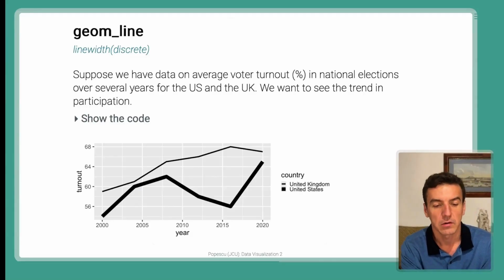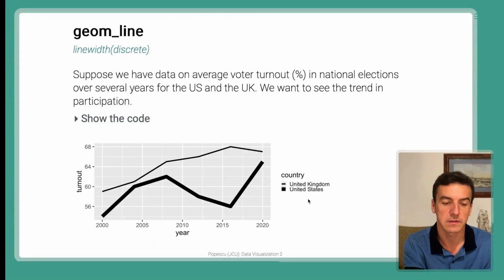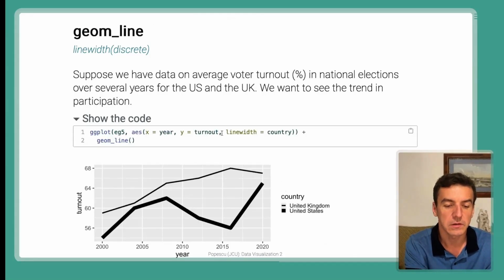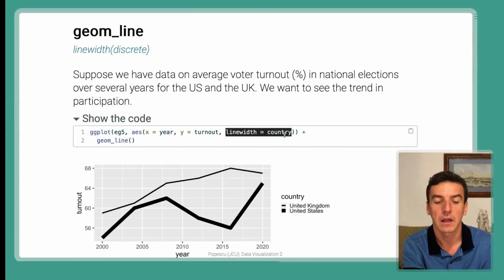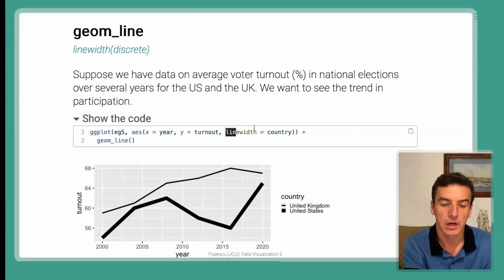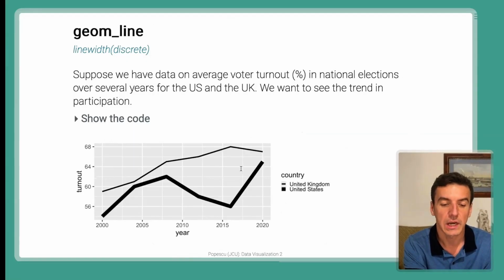Another use for lines is line width. So you have, for example, a situation like this where the United Kingdom has a very thin line, and then you have the United States that has a much thicker line. The way to obtain this effect is that you simply add the line width option within aesthetic. So you put here line width equal country, which will allow you to create a graph that looks like this.